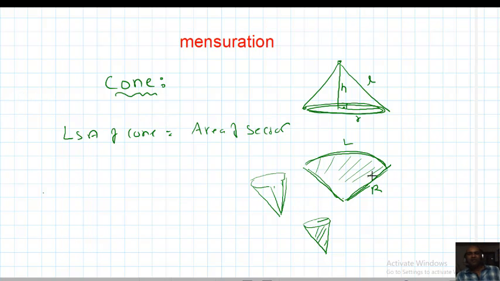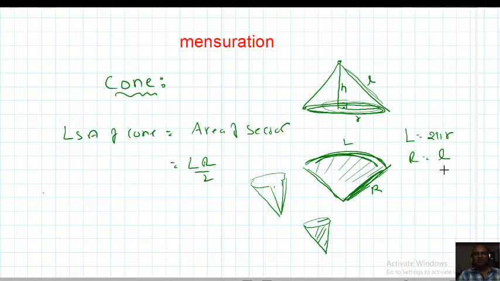Now, I want to find the area of the sector. We have several formulas to find the area of the sector. One of them is LR by 2, that is, L times capital R by 2. So this capital L becomes 2 pi r for the resulting cone. L equals 2 pi r. This capital R becomes small l for the resulting cone. That's why capital R becomes small l.